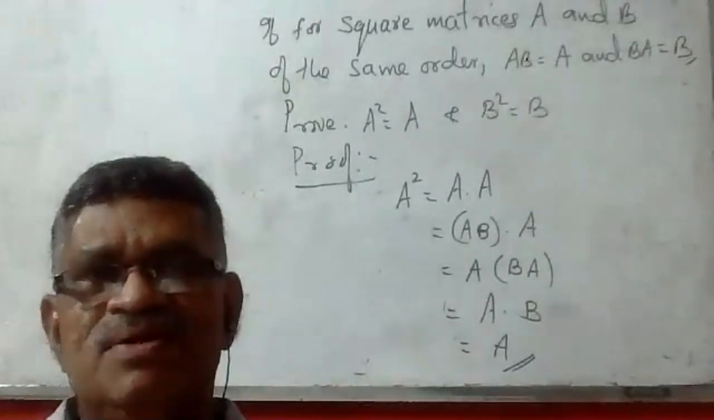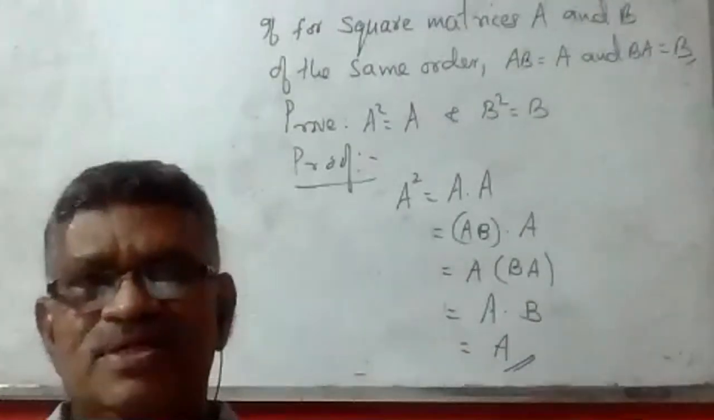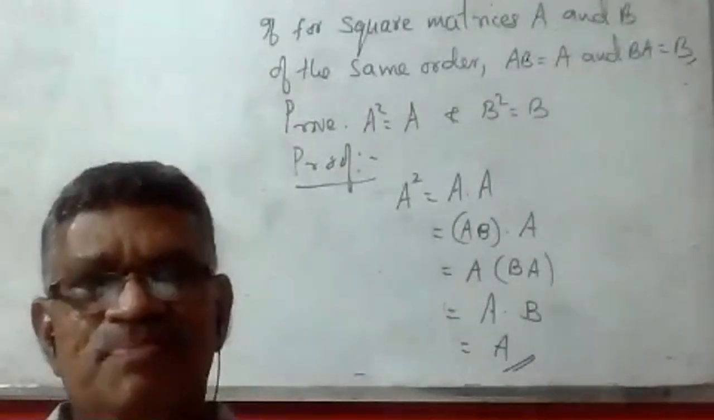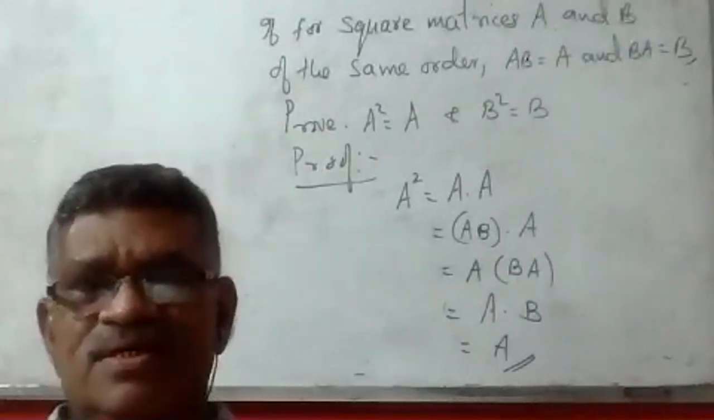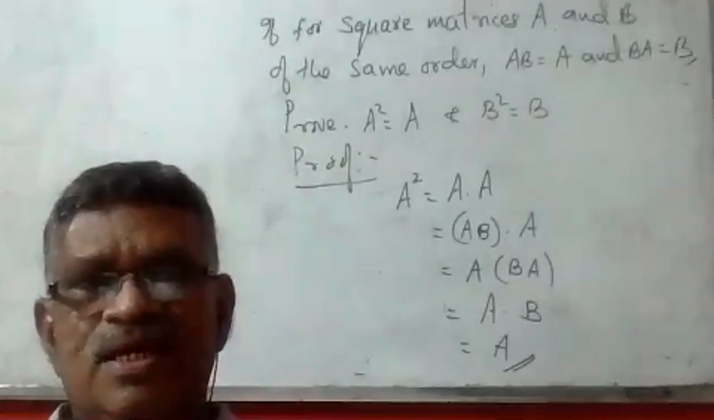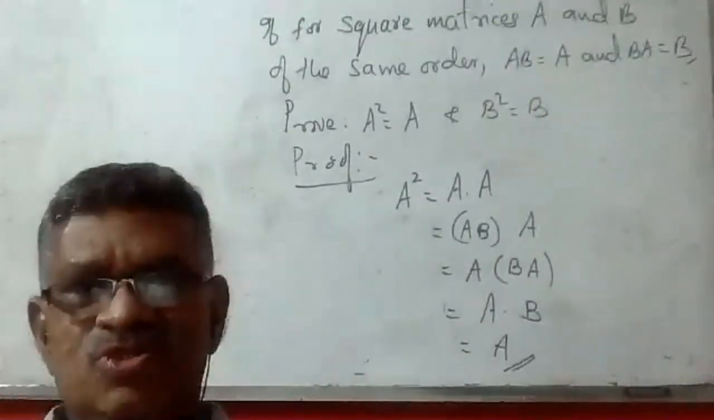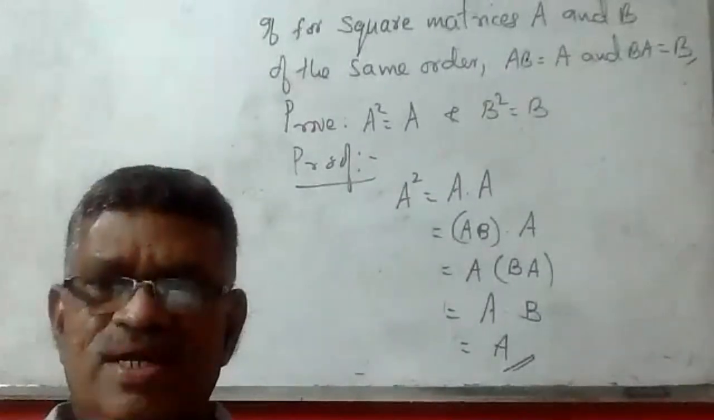You see one question I have written on the board, for those who came late. If for square matrices A and B of the same order, AB equal to A and BA equal to B, we have done it. Prove that A squared equal to A and B squared equal to B. A squared is A into A. I have written AB because AB equal to A. And we have done it. You can easily show B squared equal to B also. Okay. We'll end for today.